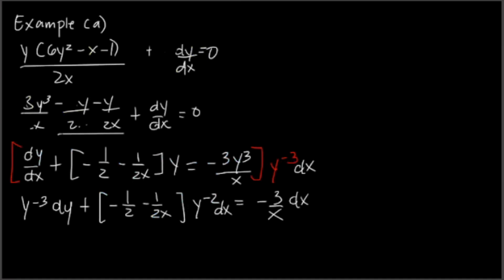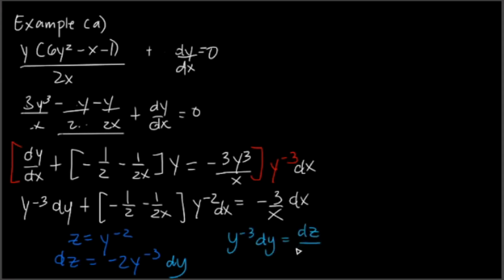So, z would be y raised to negative 2. Then, hanapin natin yung dz. So, hanapin yung derivative niyan. That will be negative 2 y raised to negative 3. So, next is substitute natin tong dalawang to sa equation. So, y raised to negative 3 dy, meron tayong y raised to negative 3 dy. That will be, solve natin, y raised to negative 3 dy is equal to dz over negative 2.